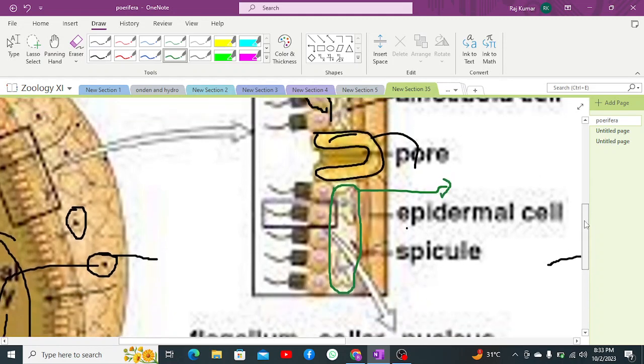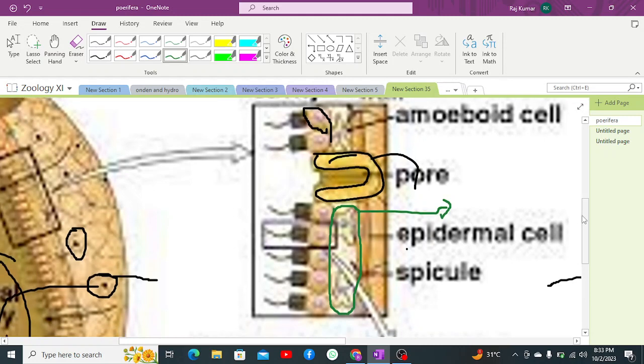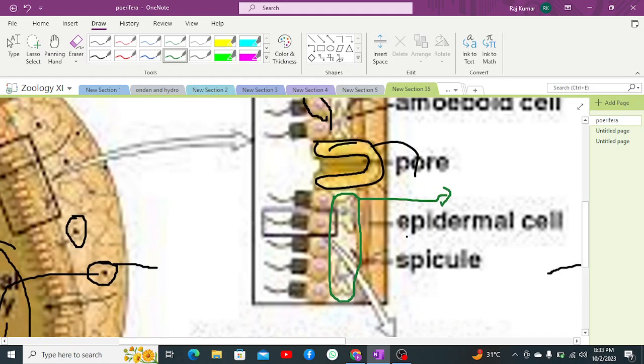Now, this is how we are going to derive the structure, and here this is the structure. Amoebocytes are present within the mesoglea. For asexual reproduction there is a presence of archaeocytes, and for sexual reproduction there is a presence of male gametes and female gametes in the mesoglea and mesohyl.